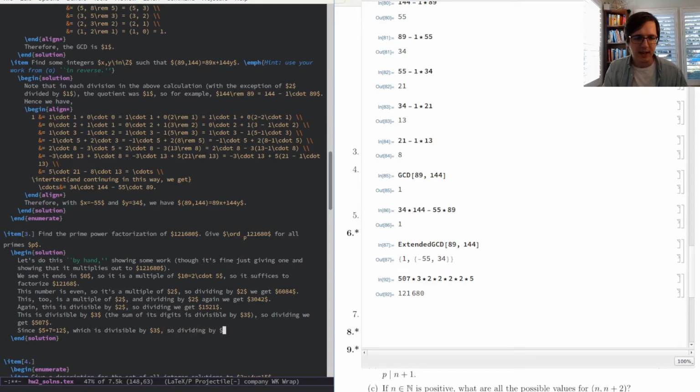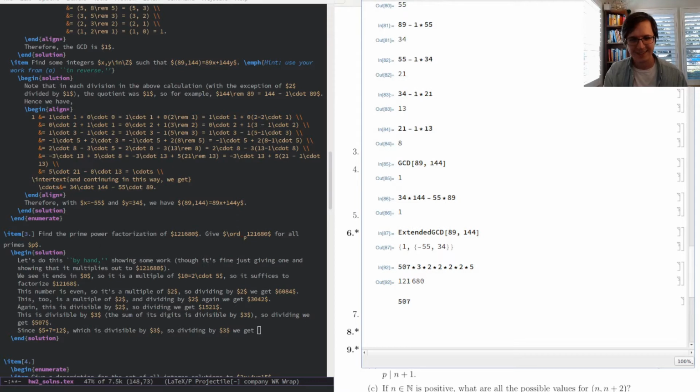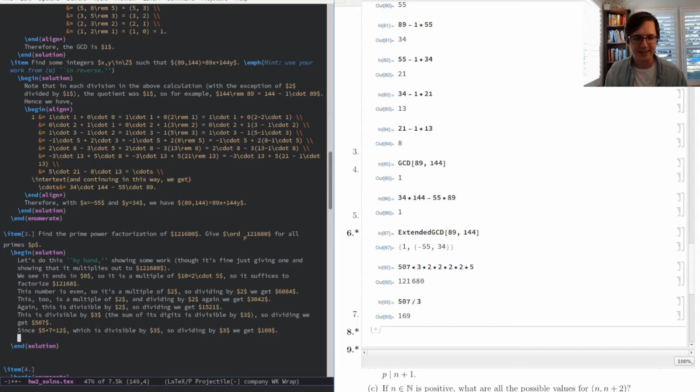So dividing by 3, let's see, 3 times 100 is 300, which leaves 200. I'm just gonna cheat, I'm sorry. So 507 divided by 3 is 169. And maybe you recognize, you might not have learned times tables up to 13, but I happen to know 13 squared is 169.